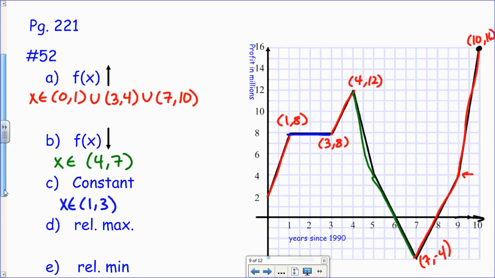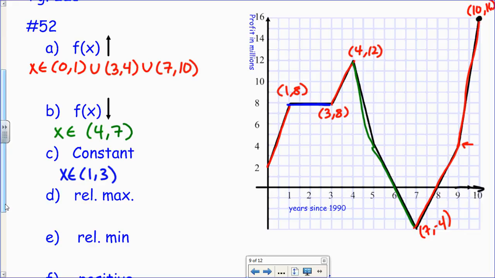Okay, so for our relative maximums, so I have this point right here. I can tell that's a relative maximum. So that's 4/12. So since this is an ordered pair, I don't have the element sign because this is an actual point. Okay, I also can say 10, 16 is a maximum because it's a maximum of the whole function. It's an endpoint.